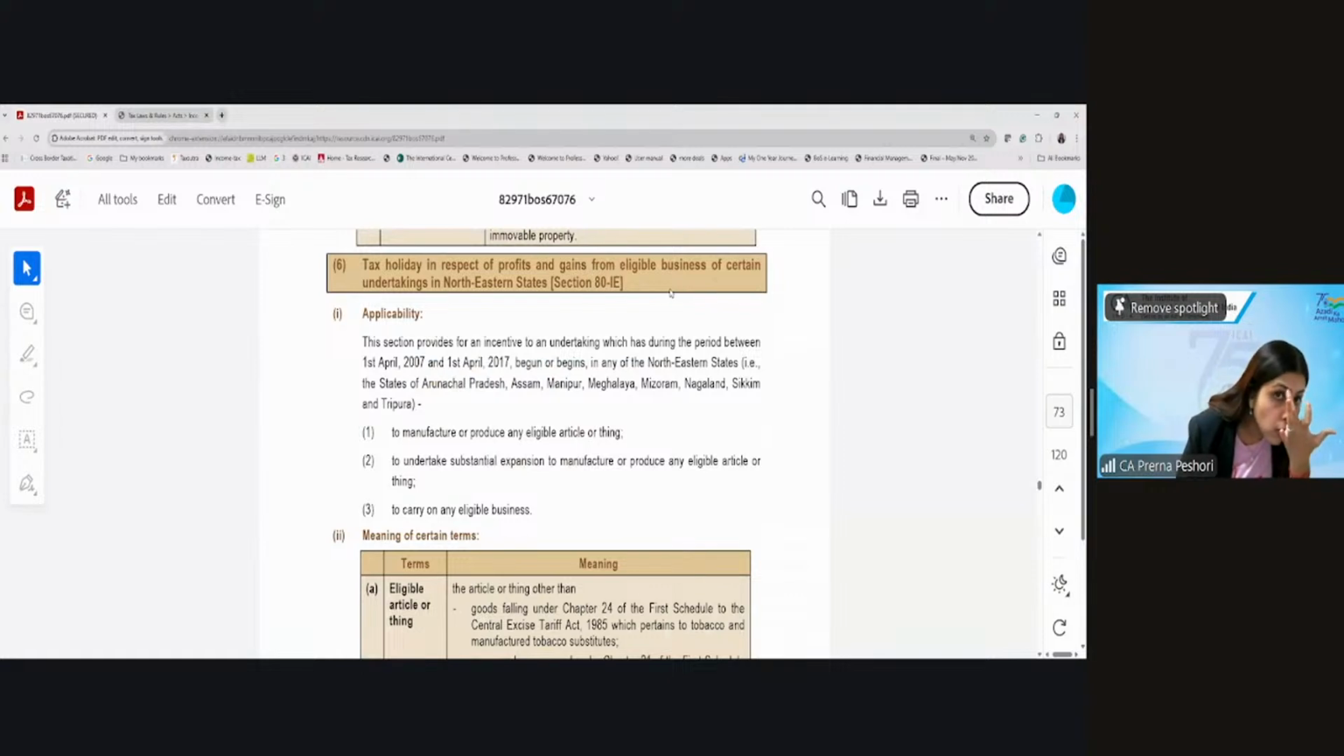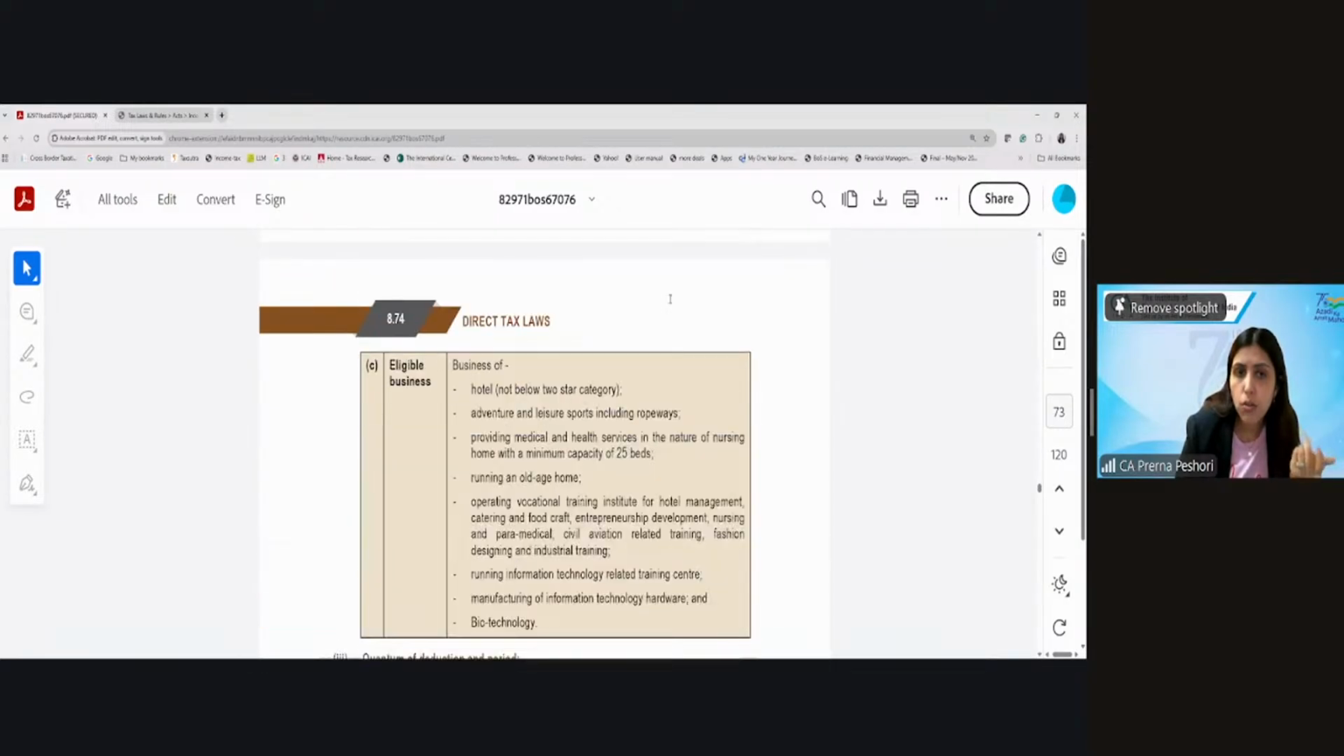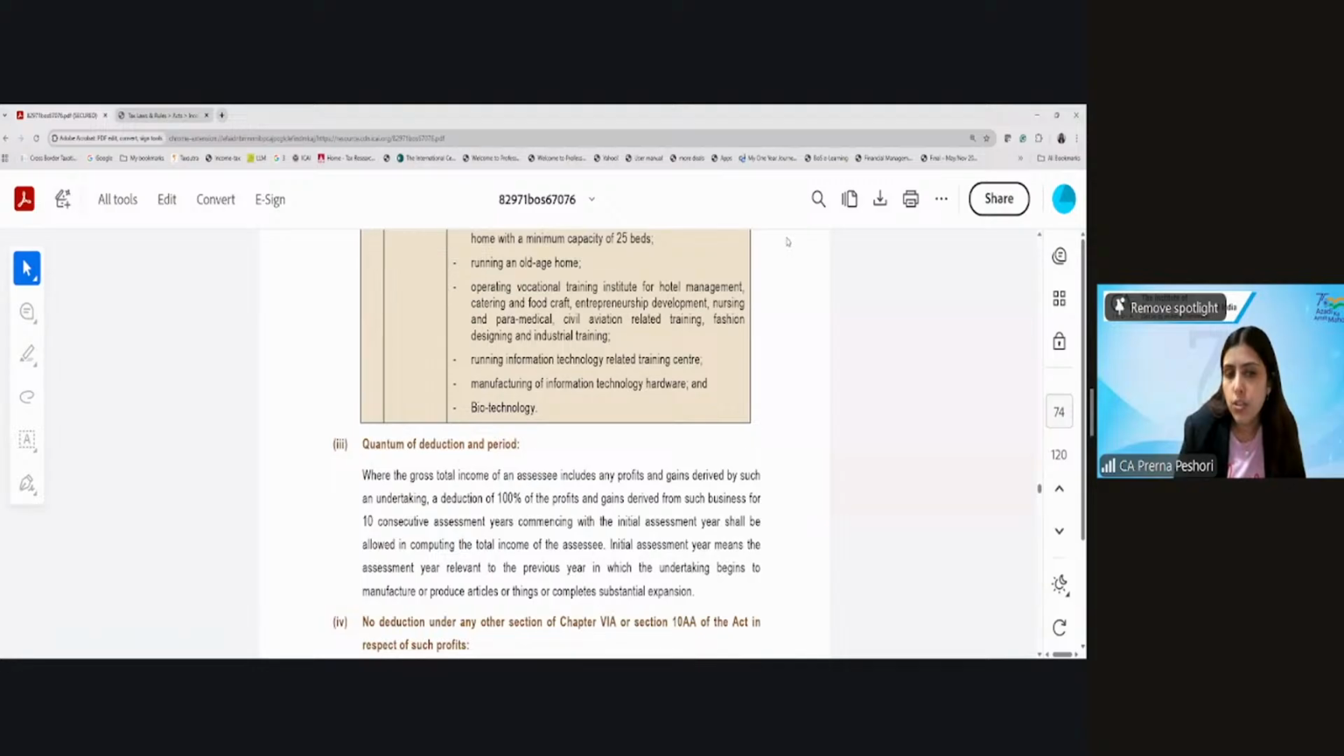80IE. This is in respect of undertakings in the northeastern states, to manufacture any article, to undertake substantial expansion to manufacture or produce, or to carry on any eligible business. Eligible businesses are basically setting up hotels, adventure sports, medical and health services, old age homes, vocational training institutes, IT related training centers, manufacturing of IT hardware, and biotechnology. If you get into any of these businesses, to give the incentive to set up businesses in these northeastern states for the development of those states, this 80IE section is there.